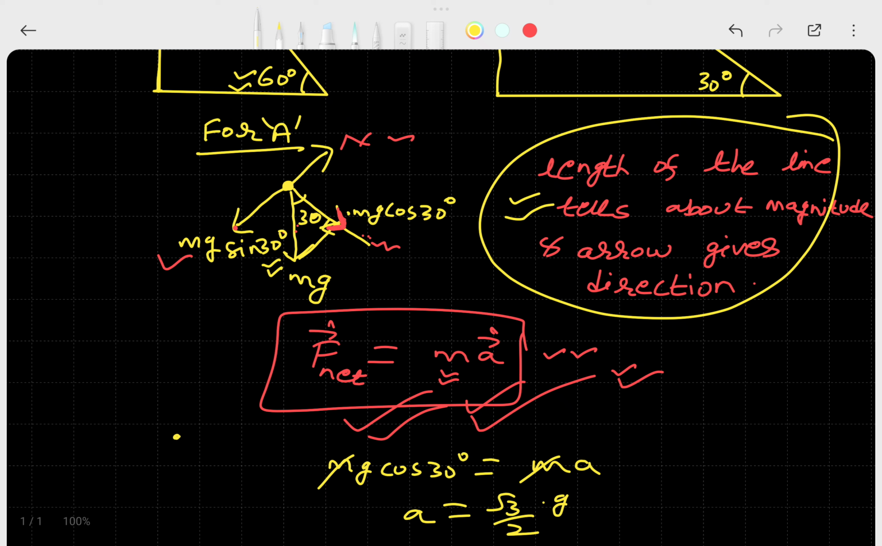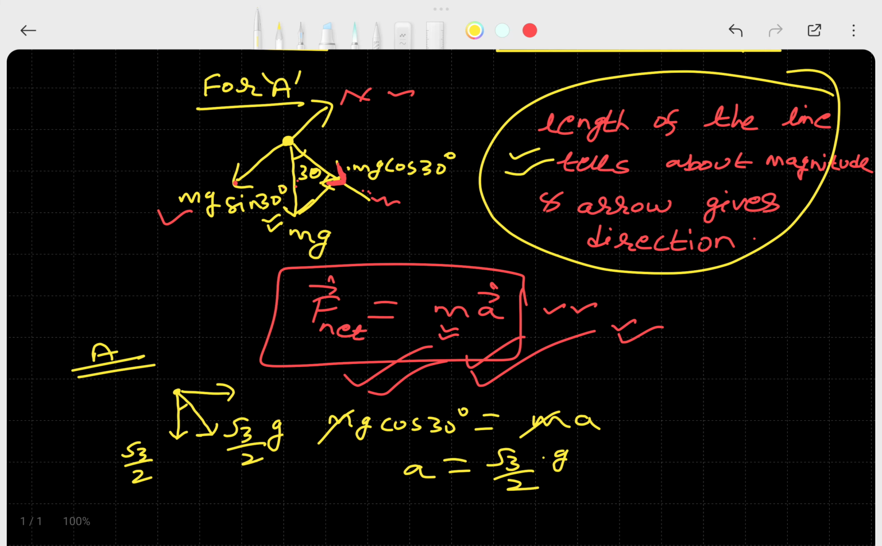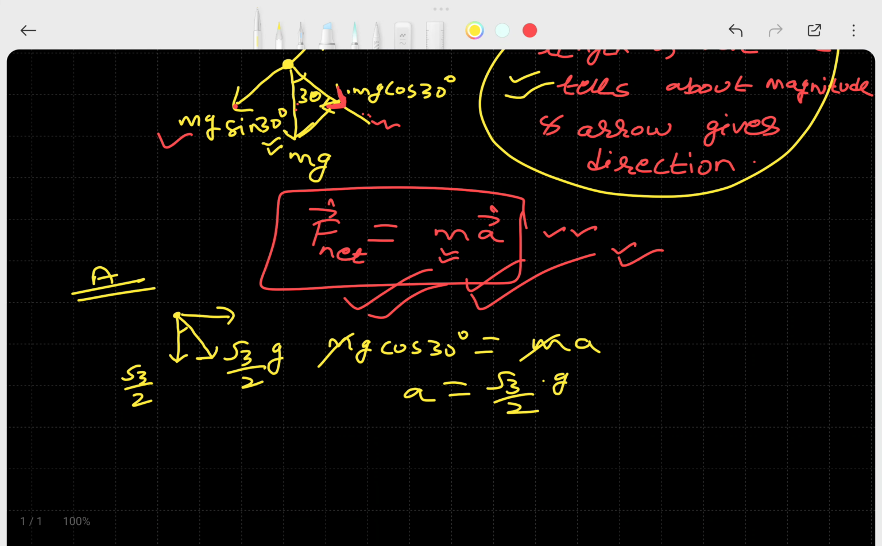Now again let us resolve into components. See, this is for A. For A, this value is root 3 by 2 g, and let me resolve it into two components, that is horizontal and vertical. So this angle we already know, this angle is 30 degree, so it will be root 3 by 2 g cos 30 degree. This we have done in the previous lecture.